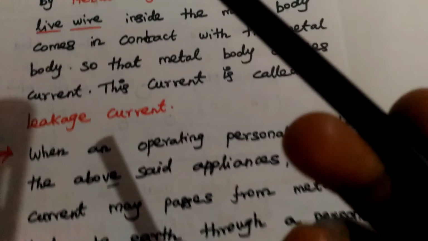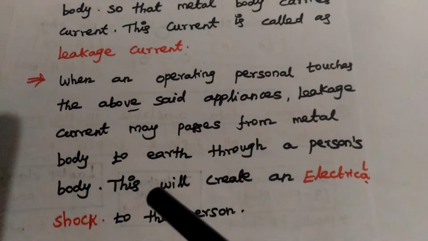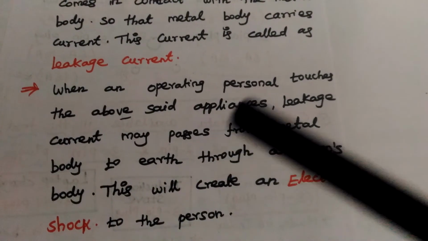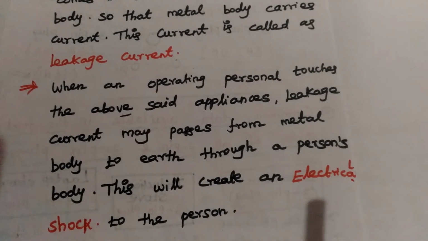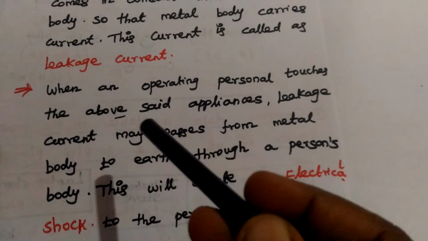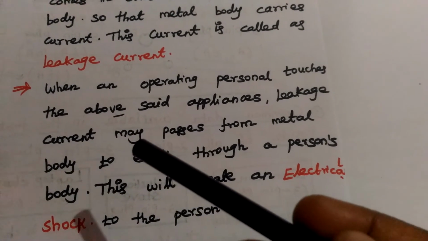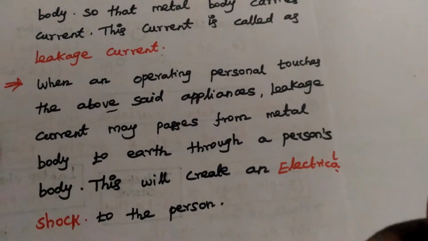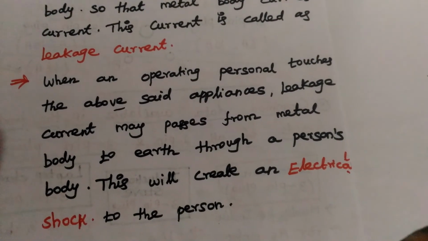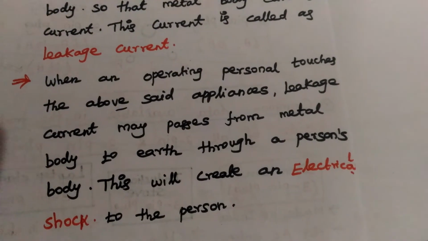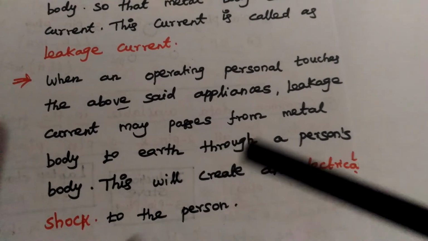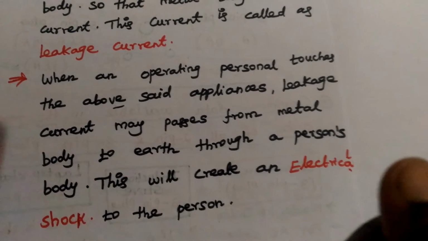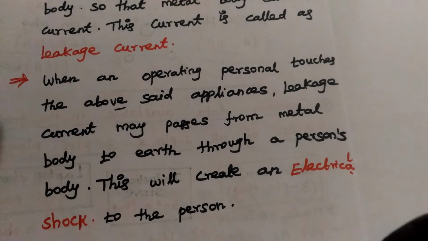Suppose a human being or a person touches the particular equipment. What will happen is that the leakage current flows through the human body and finally reaches the earth. So a person who touches the metal body may experience an electrical shock. The electrical shock is nothing but the leakage current flowing to the earth through the human body from the metal enclosure. That is called the electrical shock.